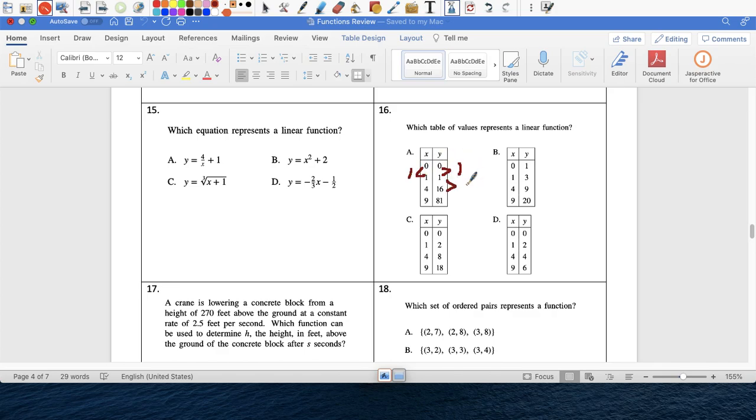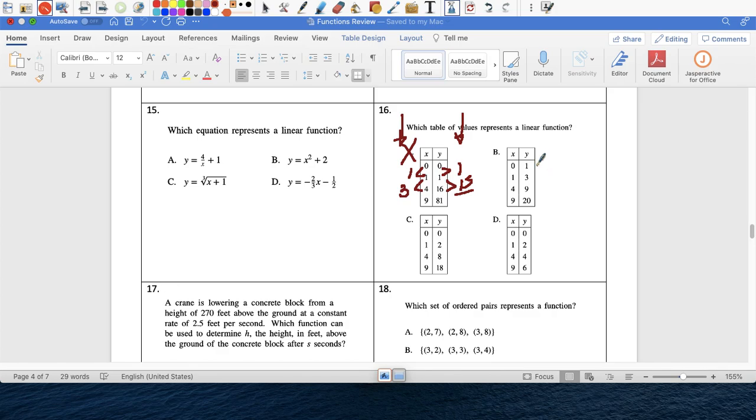From 1 to 16 is 15. And then from 1 to 4 is 3. So already you can tell that if I divide this guy by this guy, the change in y, I don't get the same slope. So A is definitely out, because 1 divided by 1 is 1, and then 15 divided by 3 is 5. So A is out. B, let's just do a couple of them.